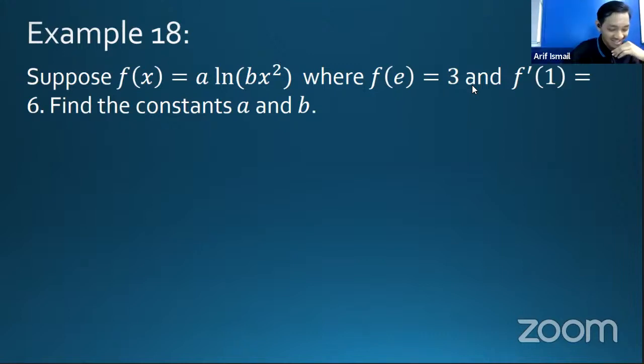Teacher, is B 0.135? Kalau tak pakai GDC dapat berapa ya? Sekejap. Let me check. Zero point again? 0.135. Oh, wrong.